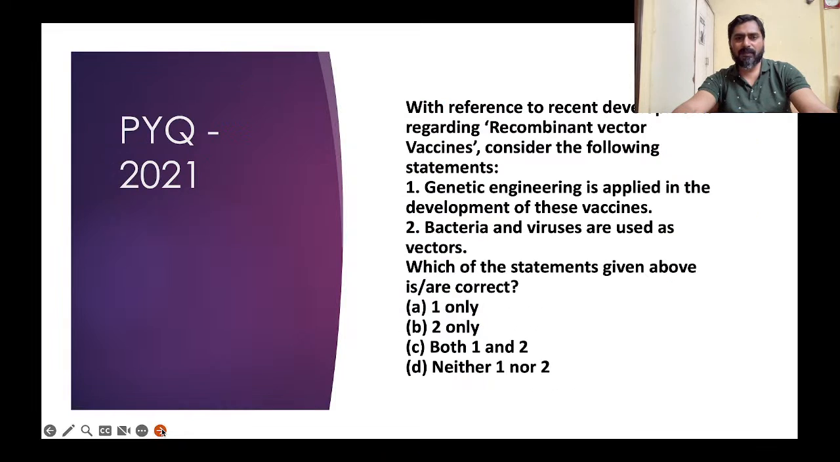Let us look at some other questions. Let us try to solve this question. With reference to recent developments regarding recombinant vector vaccines, consider the following statements. Genetic engineering is applied in the development of these vaccines. Bacteria and viruses are used as vector.